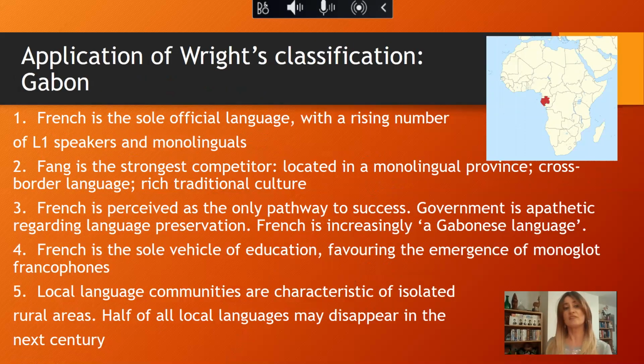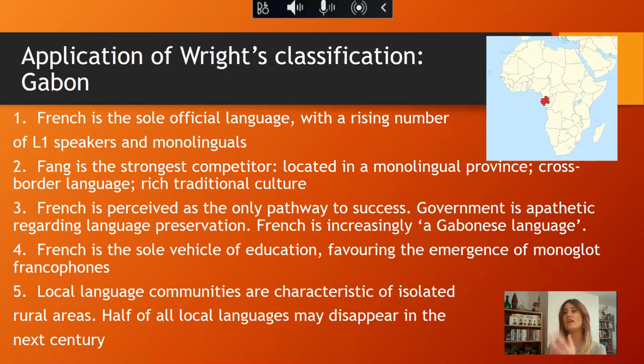Okay, so I took Wright's classification and I applied it to Gabon, to my own findings in Gabon. Gabon is here in the Gulf of Guinea. So French is the sole official language in Gabon, and it's got a rising number of mother tongue speakers, like the children of the scholar who I mentioned just now. The strongest competitor for French is Fang. Okay, Fang is found in the monolingual province of Woleu-Ntem in the north of the country. It's also spoken in Cameroon and Equatorial Guinea. So it's a cross-border language. So it's not just useful in Gabon, you can go to Equatorial Guinea and Cameroon with it as well.